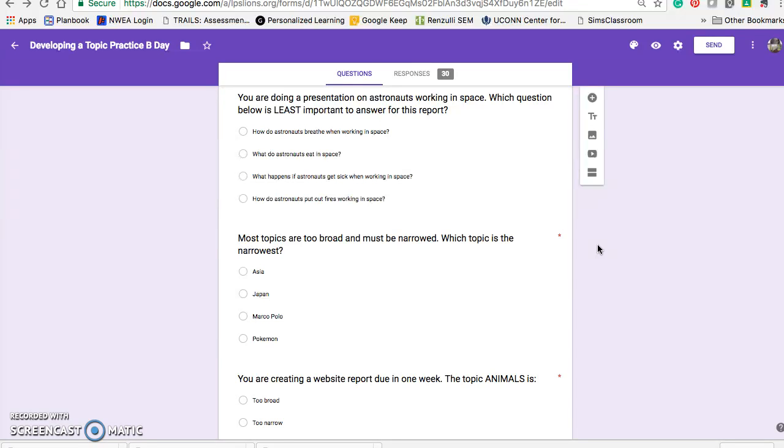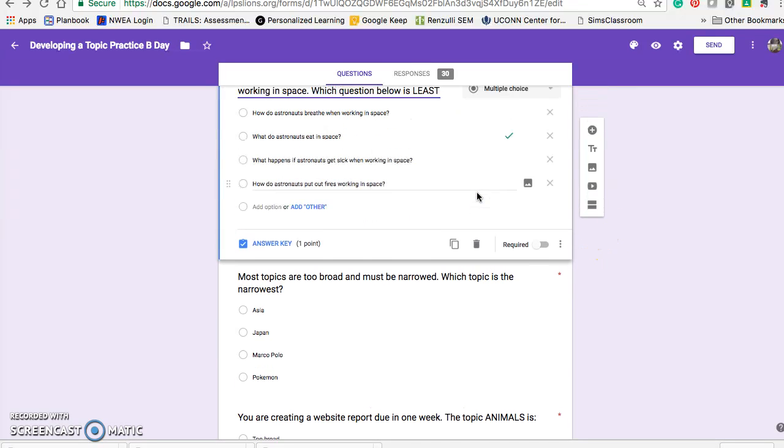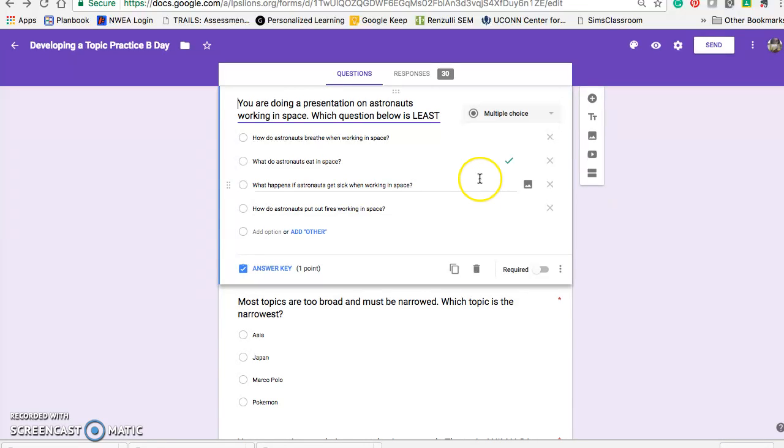So of the four, the one that is least important in this is, what do astronauts eat in space? While we need to eat to survive, okay, the other three are more important to review. You start talking about food, or eating, and you're going to sound like you're getting off of topic, all right? So that is what you need to focus on.